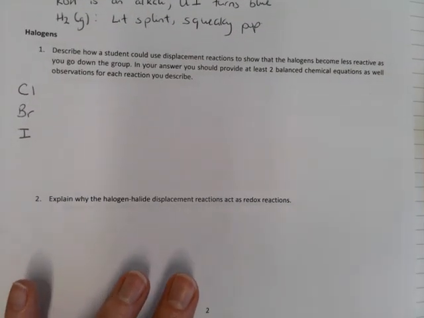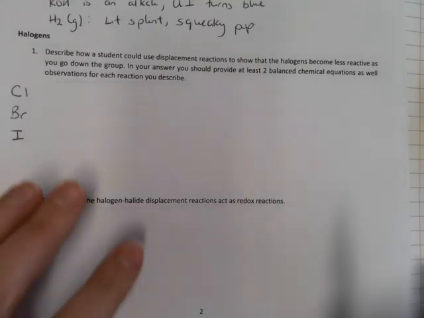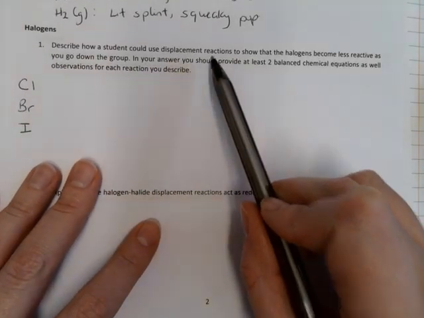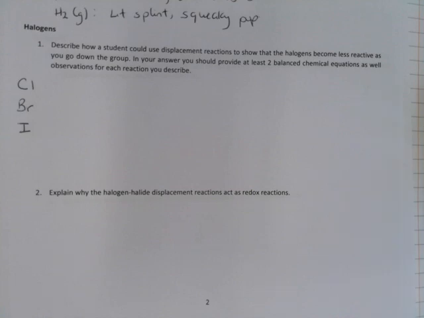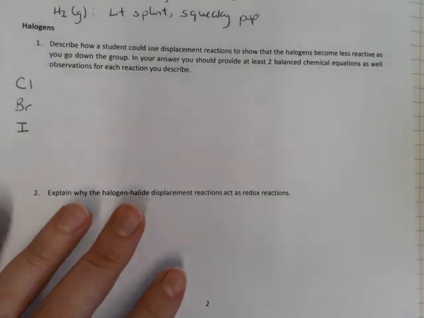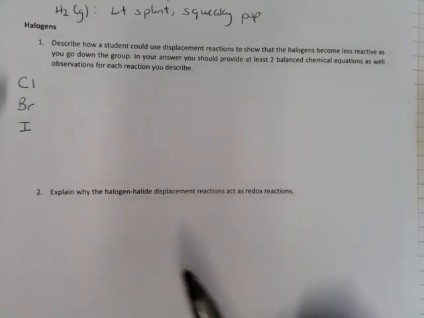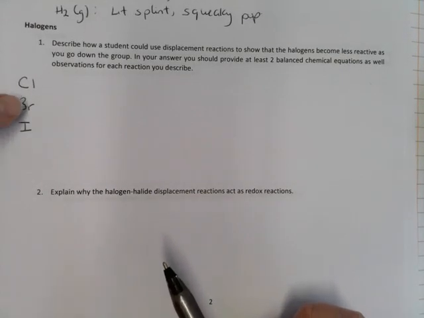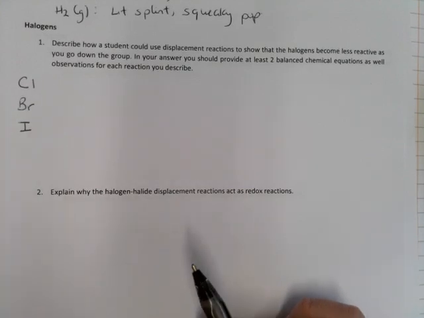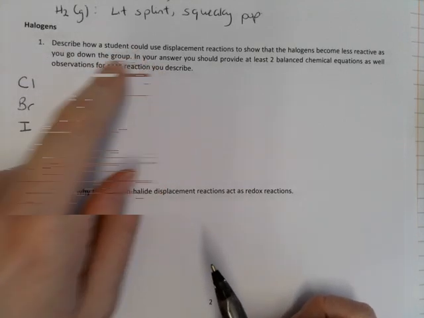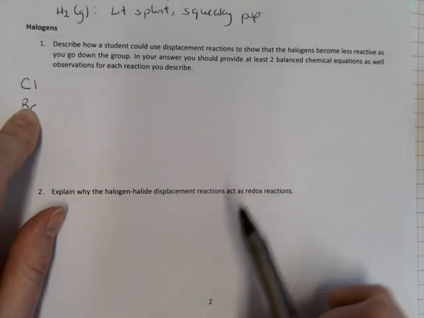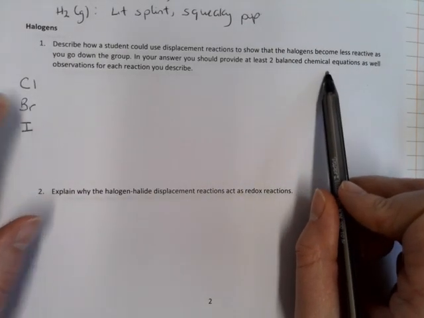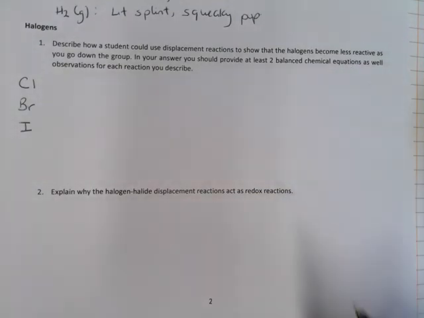So this 6 marker has come up twice before. How can you use displacement reactions? So design your own experiment essentially to show that they get less reactive going down the group. So I've just written them in order here: chlorine to bromine to iodine. They're getting less reactive, so I need to prove using a displacement reaction that chlorine is more reactive than bromine, and I'm asked to include an equation, and I'm asked to include an observation.